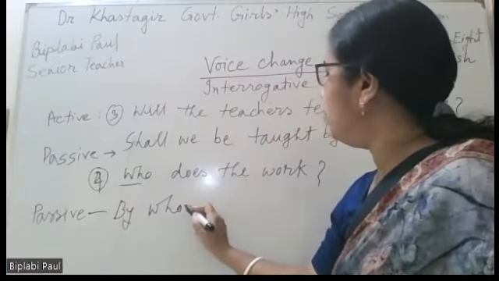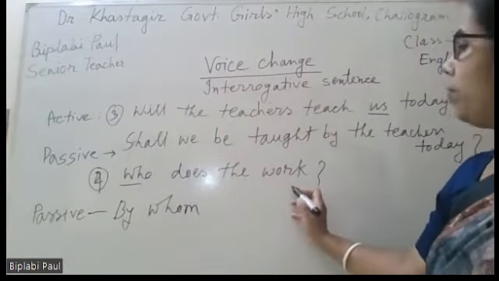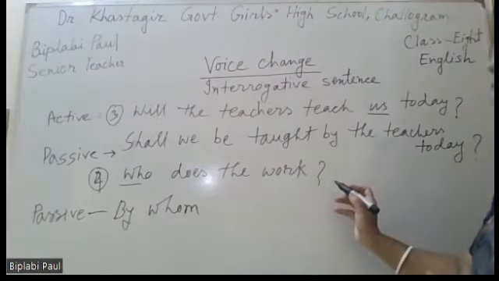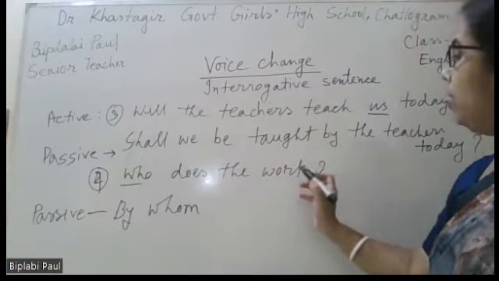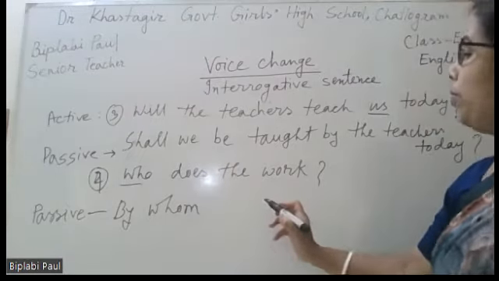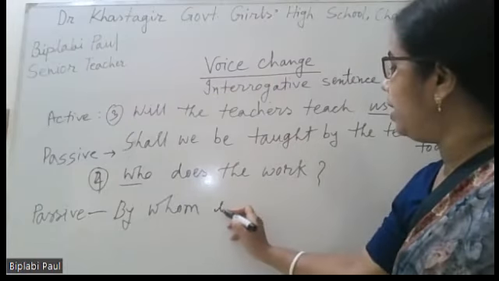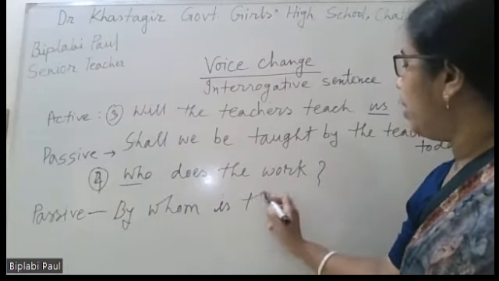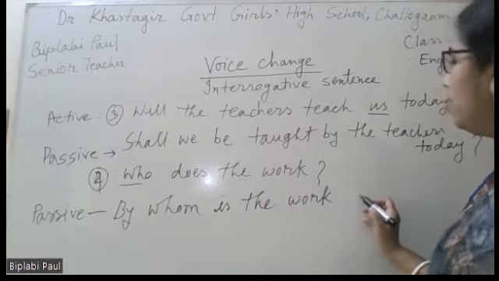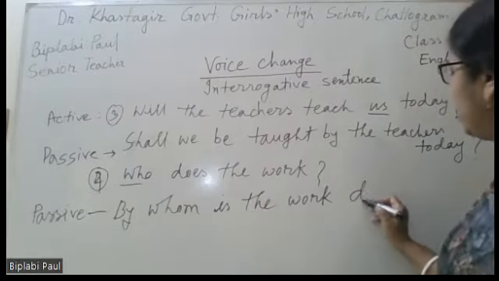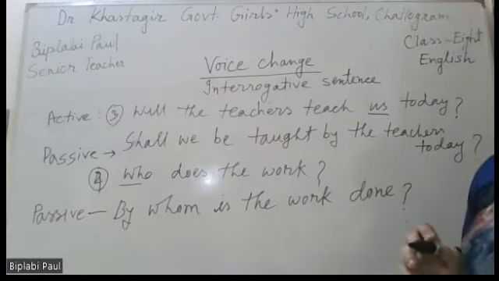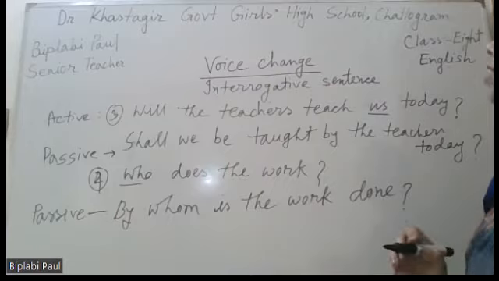By whom. Here the word is the object. But as it is a question sentence, we have to write the auxiliary verb before the object. As I told you before, we have to bring "is". By whom is the work done? By whom is the work done?